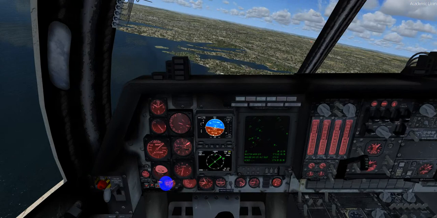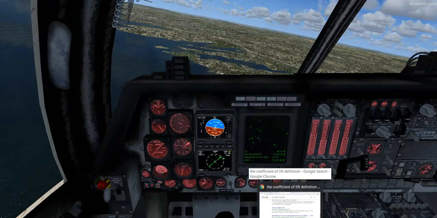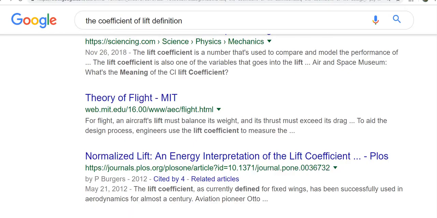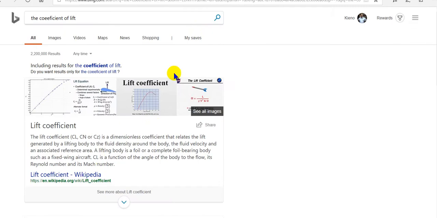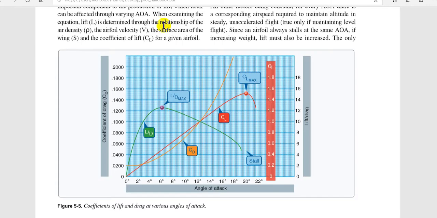So basically that's it in a nutshell as far as the coefficient of lift. I know that is a weird definition to swallow, but basically the coefficient of lift is a number, and it relates to lift being generated by a lifting body, which would be our wings, to the fluid density around the body. So just think of it as the amount of lift that you're generating. At a 0-degree angle of attack, we're not generating that much lift, but as we increase our angle of attack or pitch nose up, we will get an increase in the coefficient of lift.